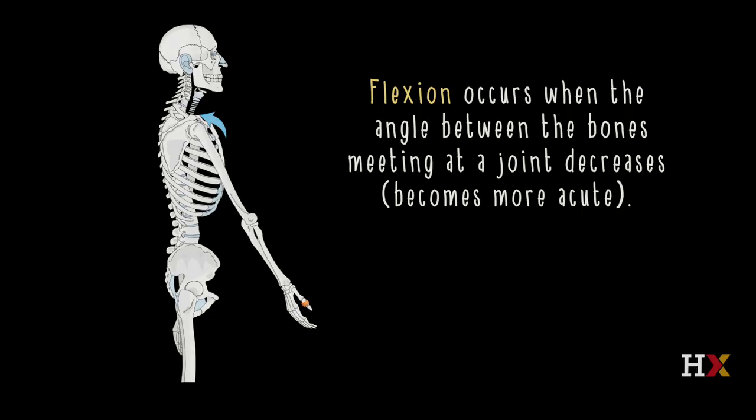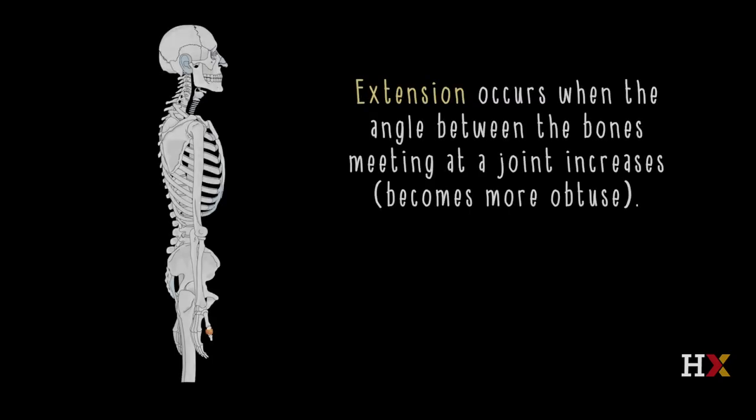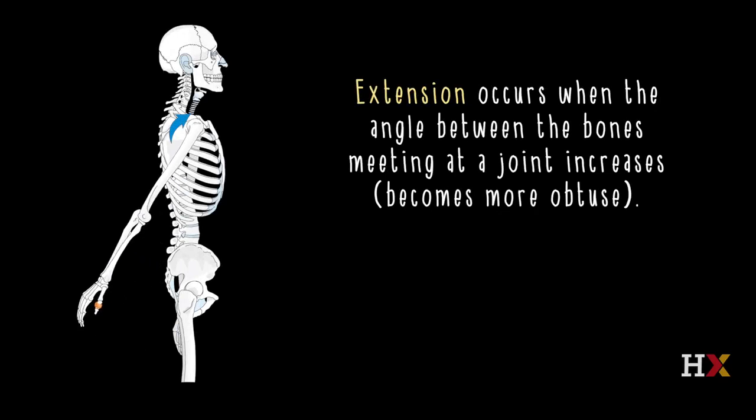By contrast, extension occurs when the angle between the bones meeting at the joint increases or becomes more obtuse. And here the skeleton is demonstrating shoulder extension for you. At the shoulder, the angles between the bones actually don't seem all that different. It's a little arbitrary at the shoulder. The angulation between the bones is not all that conspicuous.